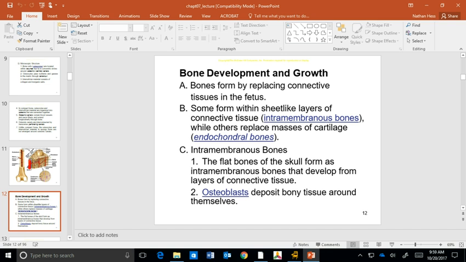Okay, let's dive. We've got 10 minutes here. We're doing good. Let's dive into how the bones develop and grow. Yes, sir.